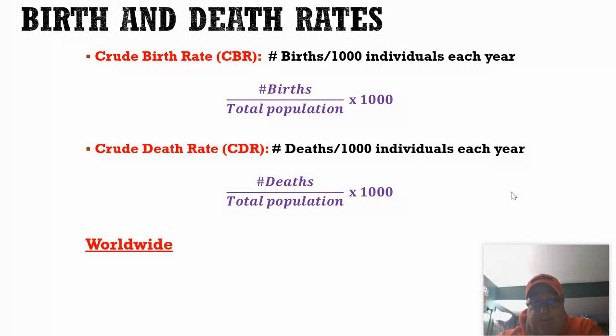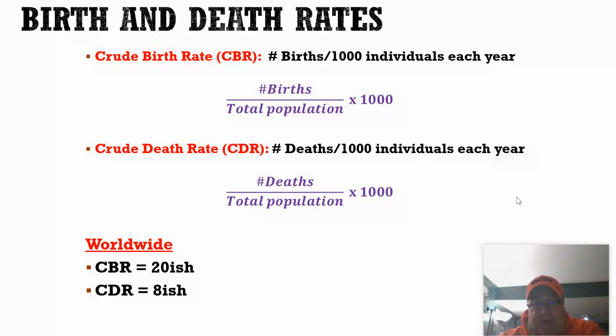Now, to put this into perspective and look at, worldwide at least, where we are when it comes to crude births and crude deaths. The crude birth rate globally is about 20-ish. It's like 20 point something. So that means for every 1,000 people on this planet, there are 20 births every single year. Now, the crude death rate globally is about 8.